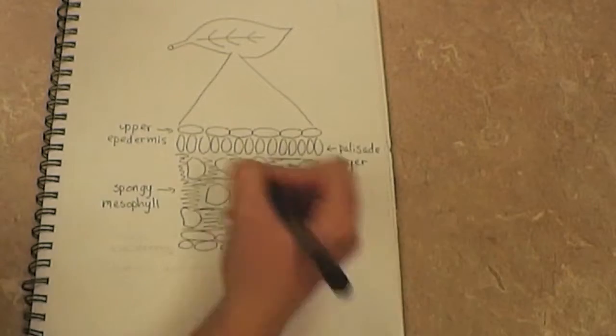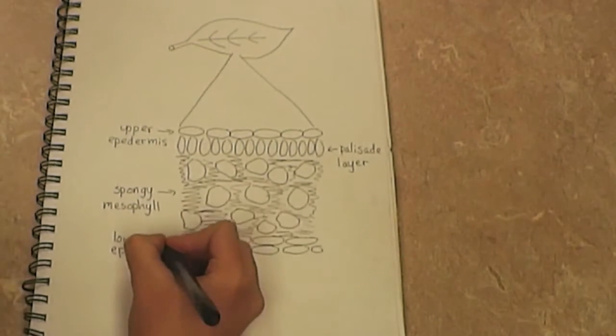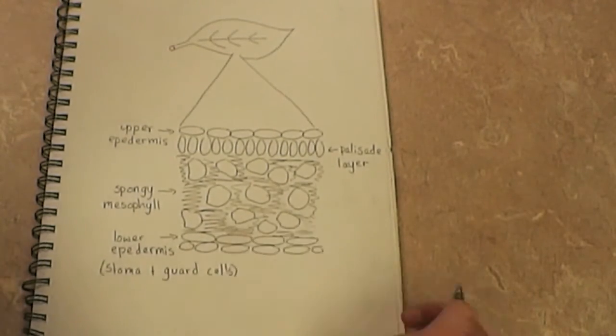The lower epidermis is the bottom side of a plant containing guard cells and stomata. Stomata are pores on the plant which can collect and release water, carbon dioxide, and oxygen.